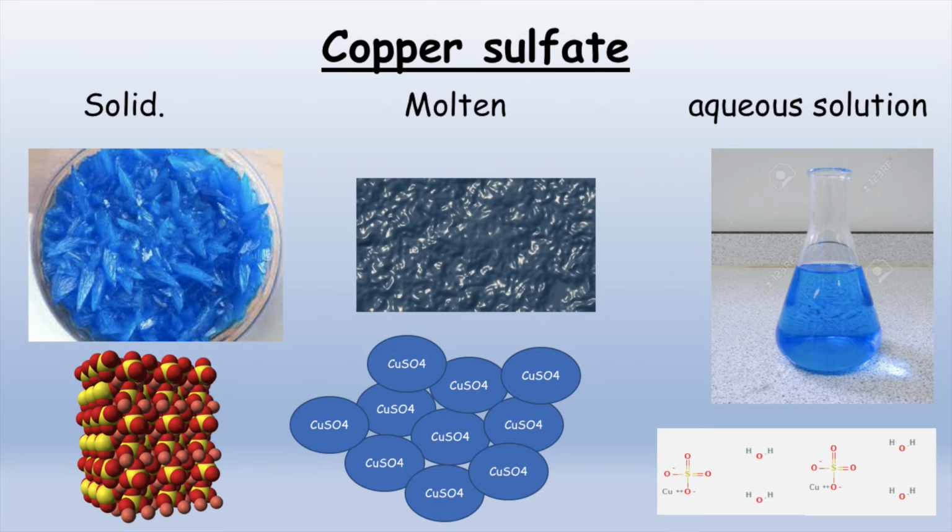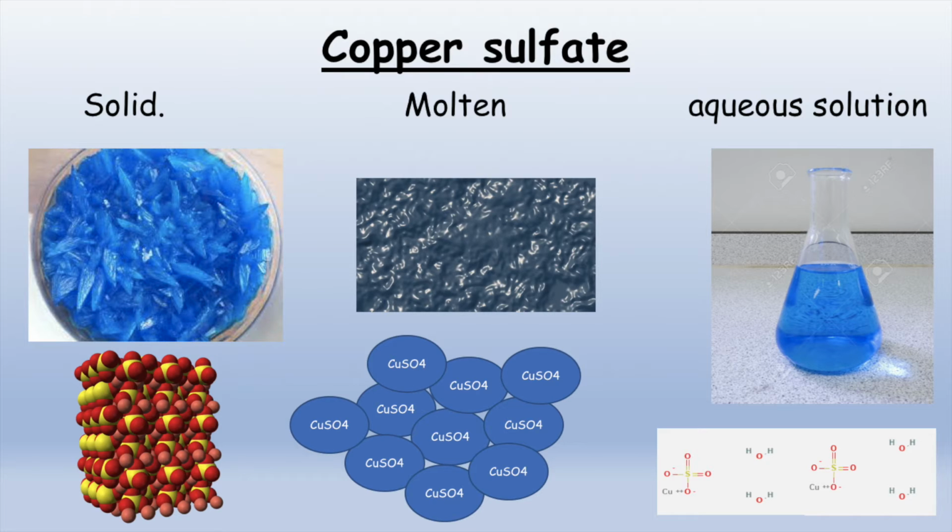If we use copper sulfate as an example, as a solid, which are the blue crystals you may have seen before, the charged ions within the lattice cannot move. This means that as a solid, it cannot conduct electricity and therefore electrolysis cannot take place. Therefore, if you'd like to use copper sulfate for electrolysis, you must do so in molten state or as an aqueous solution. In both of these states, the ions are able to move. This makes them able to carry electrical charge.